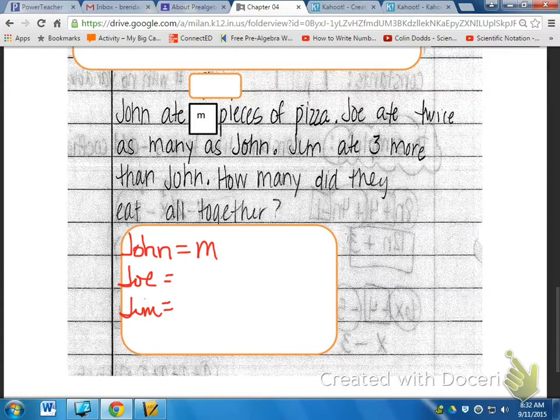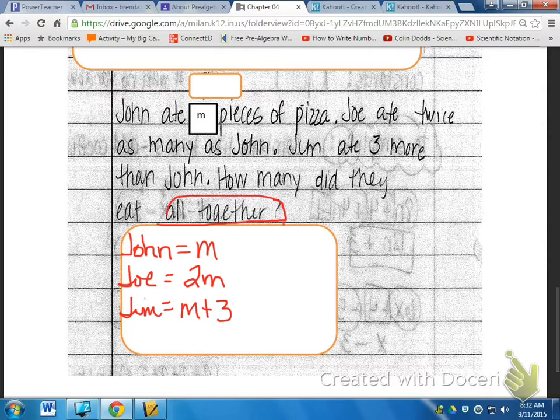Jessica? M times 2? Yeah. So I'm going to just put 2M. M times 2. Good. Jim ate 3 more than John. So Jessica, do you know what I might put for that one? If Jim ate 3 more than John? 2m plus 3. Go back to John. John, they kind of tricked you. John just is M. So, M plus 3. Yes, M plus 3.